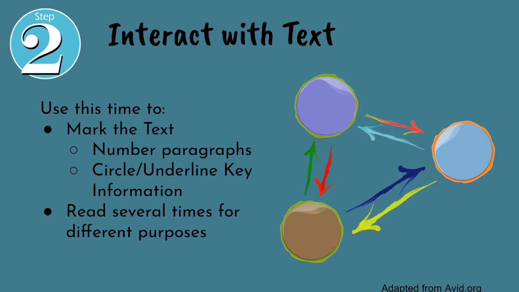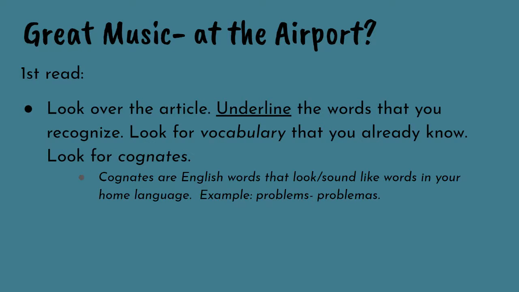Now I'm going to begin reading the text. This is the time where the students really get to interact with it. We're going to want our students to number the paragraphs or lines of the text, and really we're going to read a few times through with different purposes. The first time we're going to read, I'm going to have the students look over the article and underline words that they recognize. This can either be vocab we've already done or cognates.